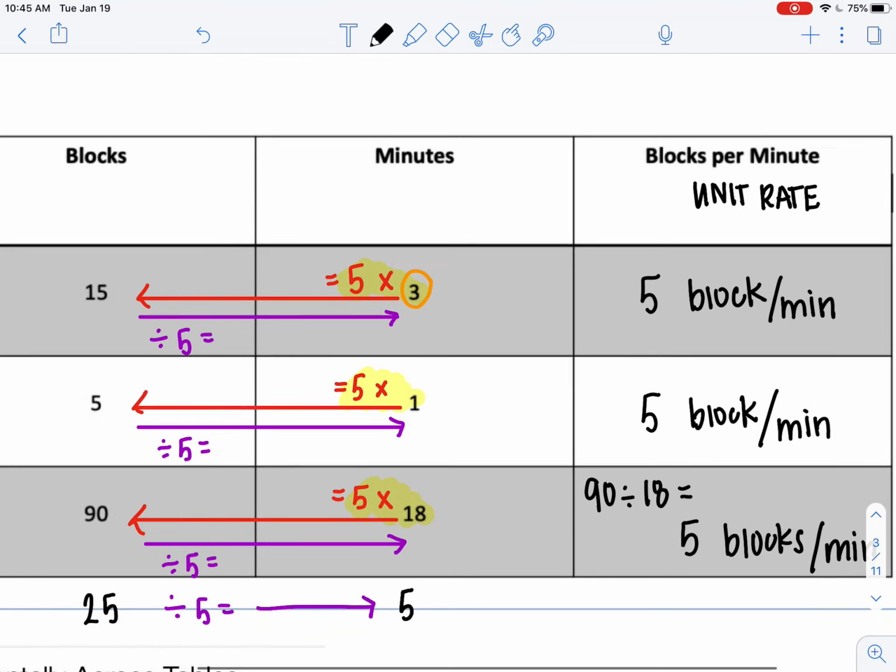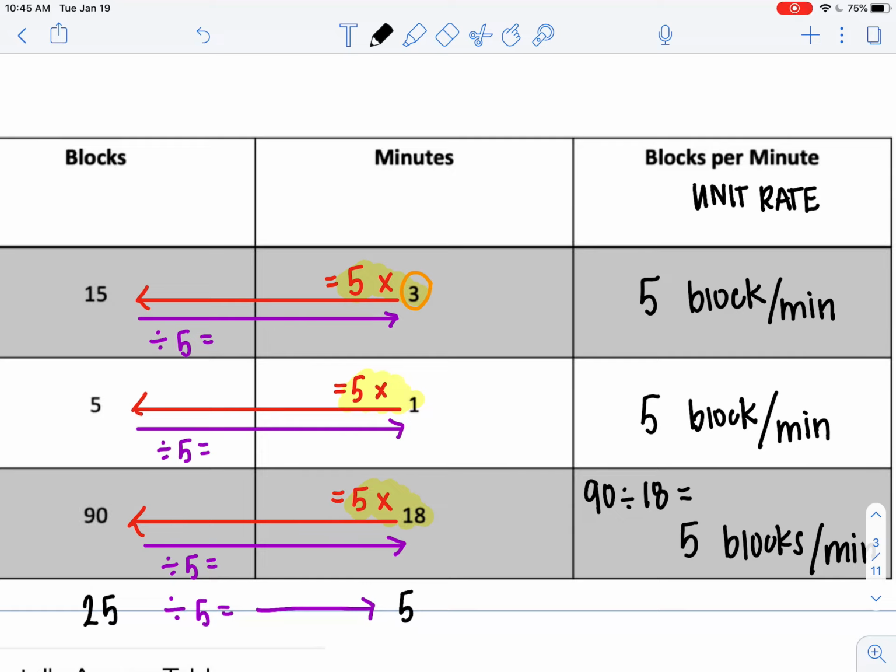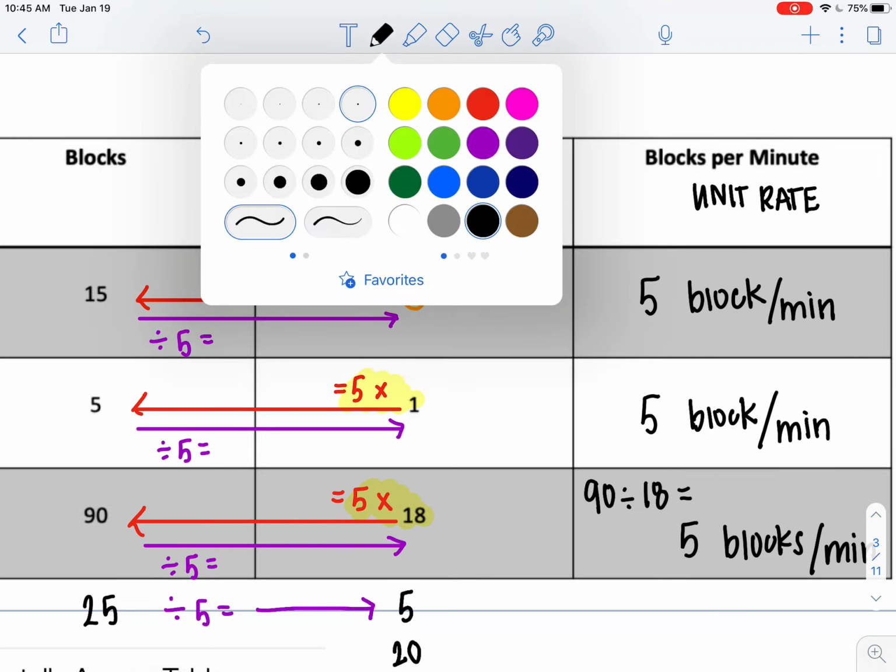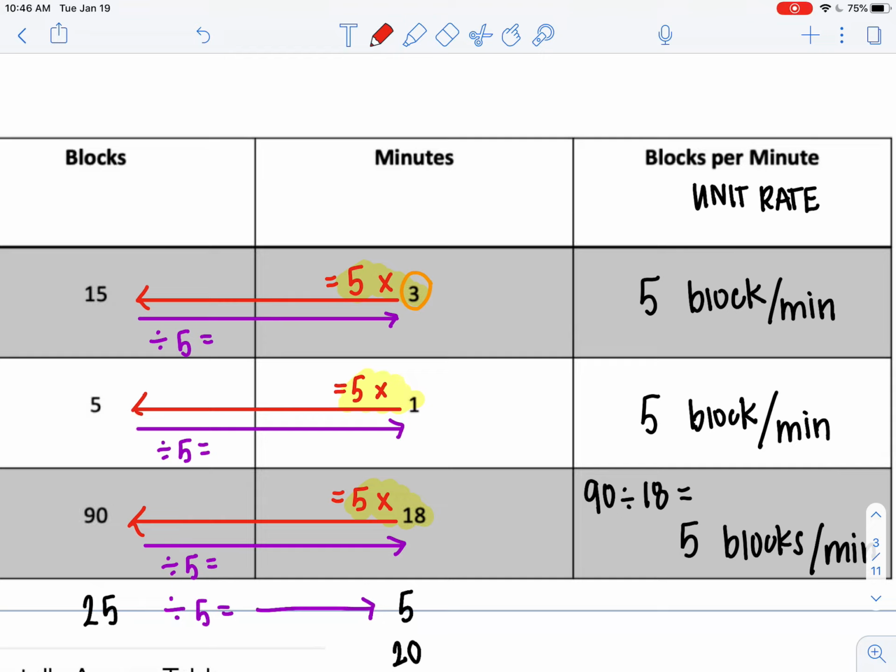Similarly, if someone said, hey, I have only, I don't know, let's say 20 minutes to ride the L train, how many blocks am I going to be able to go? Well, every minute you go 5 blocks, so you can just multiply 20 times 5 to get a total of 100 blocks, right?